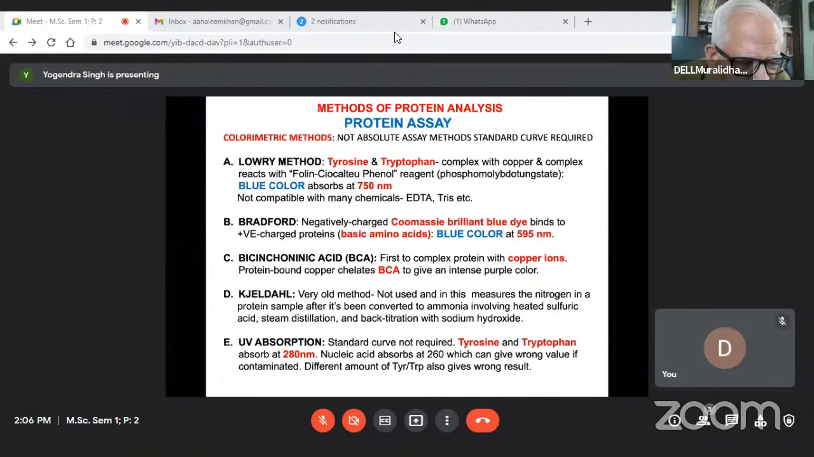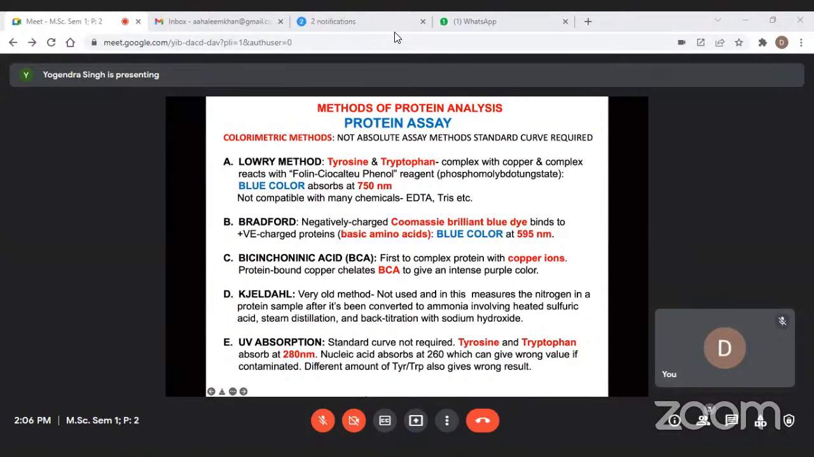Sir, any issue? Lowry method. It was a very highly cited paper. In the Lowry method, I've written here number 1, the Lowry method.